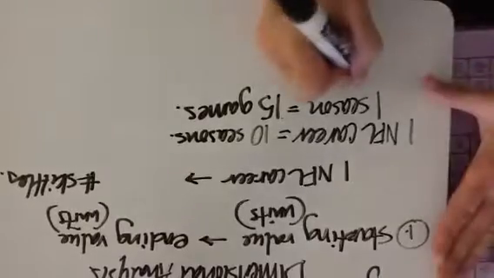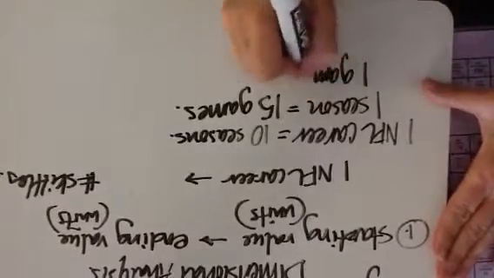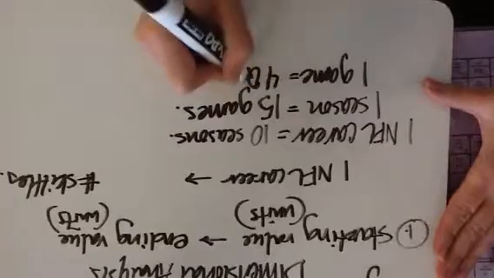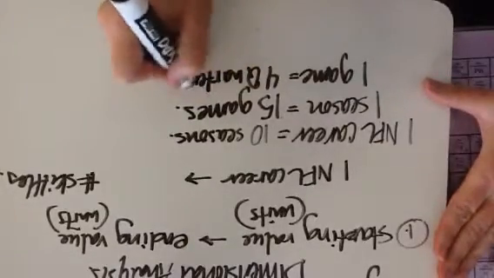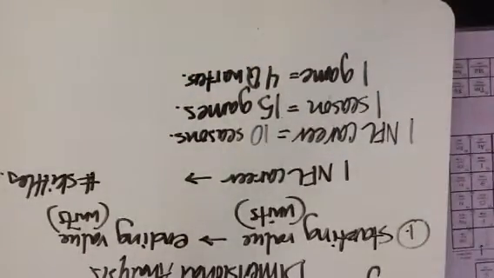No. All right, so Will, help me out. What's the next step smaller than a game? Quarters. All right, so 1 game equals 4 quarters. What am I trying to end at? Skittles. Numbers of Skittles.